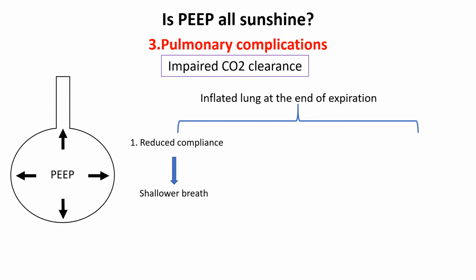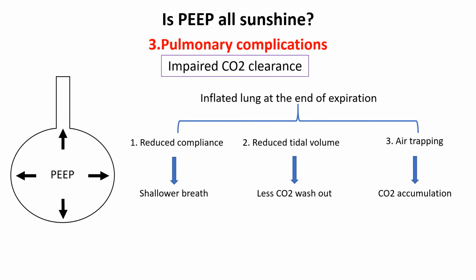breaths. Second, it can decrease tidal volume, reducing the amount of air exchanged with each breath and limiting carbon dioxide removal. Lastly, it can cause air trapping, where incomplete exhalation leads to the accumulation of carbon dioxide in the lungs. As a result, carbon dioxide builds up in the bloodstream, leading to ventilatory failure.